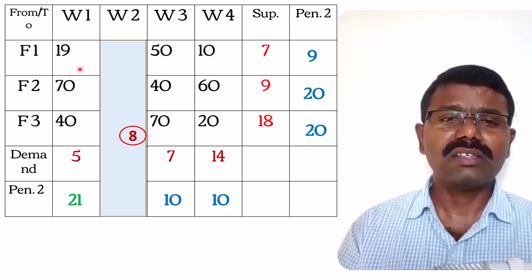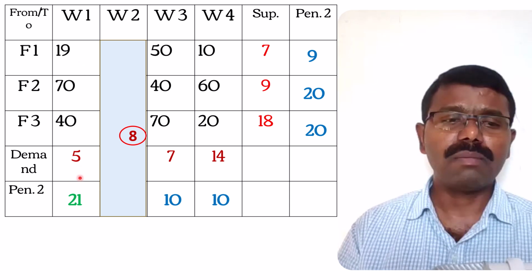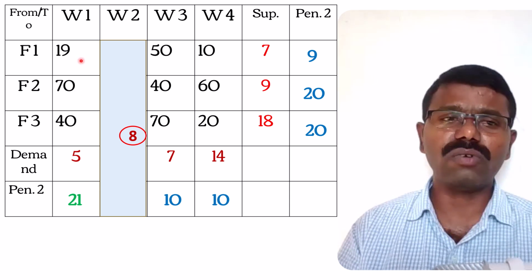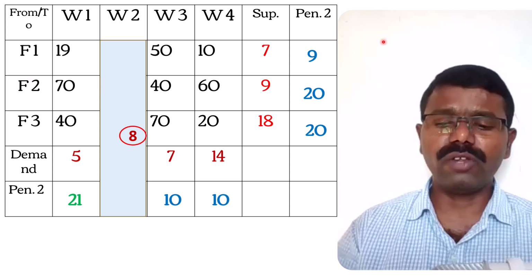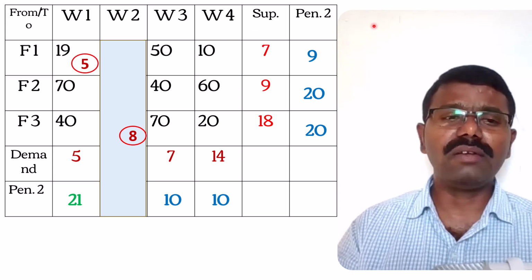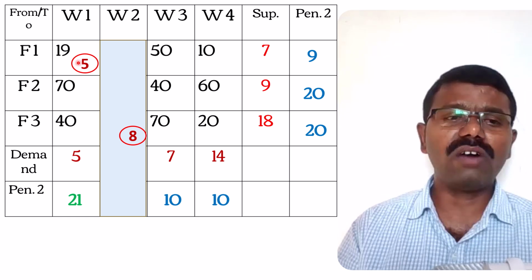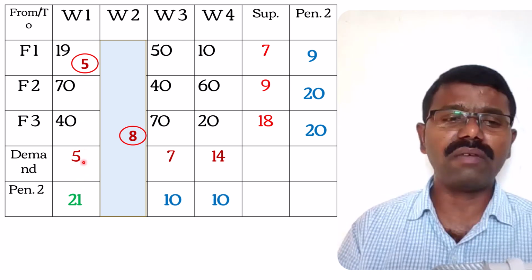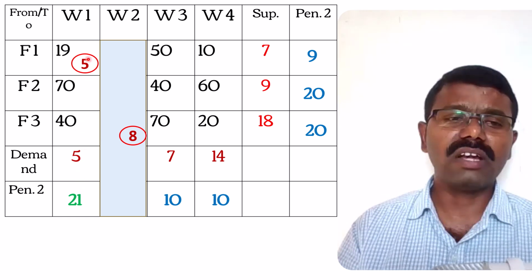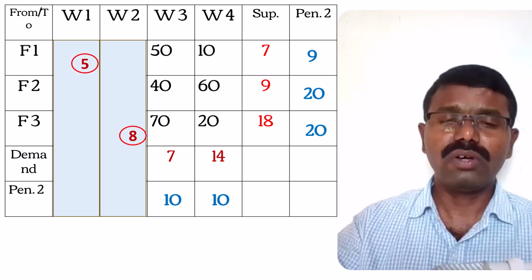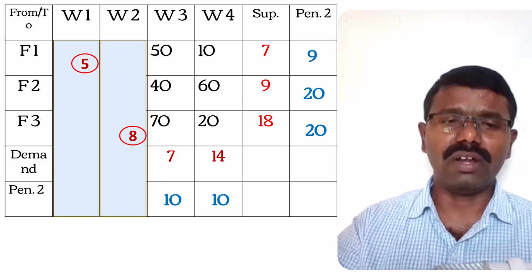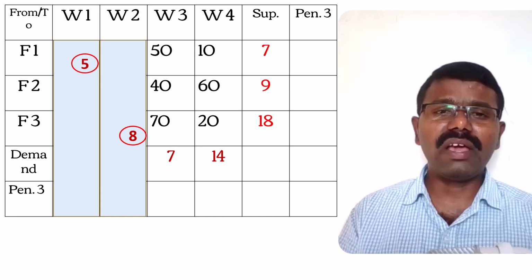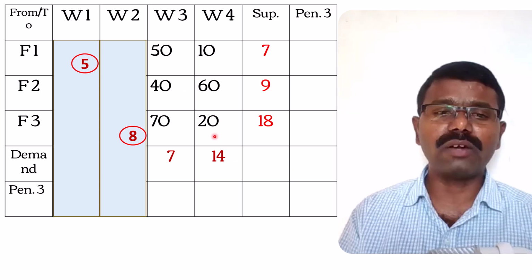So here a supply of 7 units is available, but the demand is only 5, so the maximum units we can assign to this cell is only 5. So assign 5 units to this cell. Then warehouse 1 has a demand of only 5 units, which is already given here, so we need to cancel this warehouse 1. Then again we need to calculate the penalties for the remaining matrix, that is the 3 by 2 matrix.